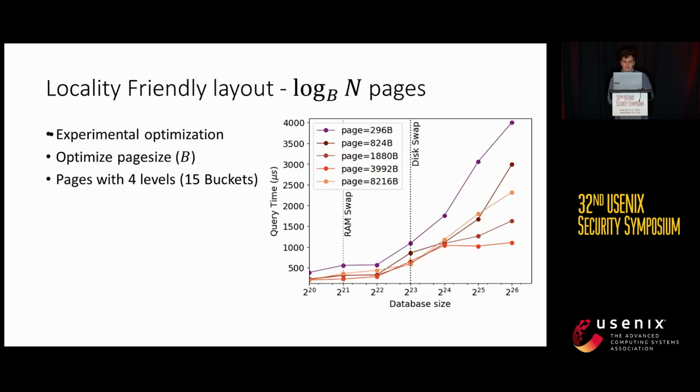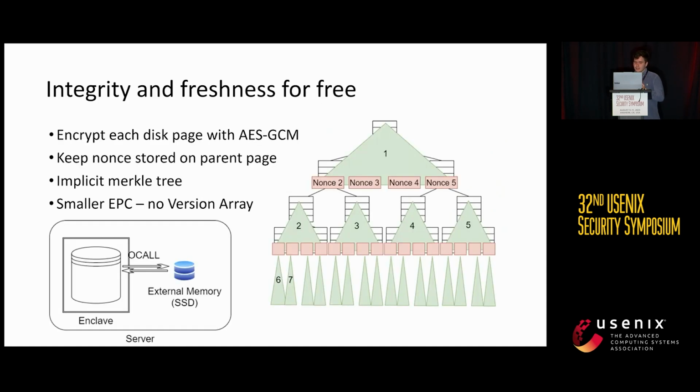We did some experimental optimization to try to find out what is the optimal page size for the buckets, and we found out that it was around 4 kilobytes. Another thing about this layout is that it provides an implicit Merkle tree. I'm just going to skip this in detail.